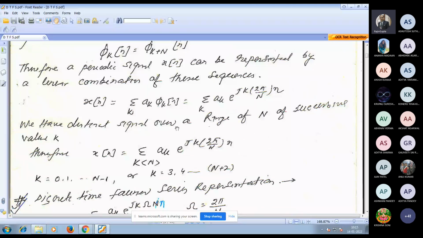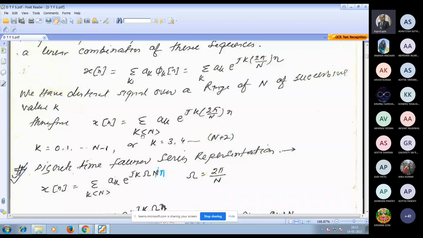Any periodic signal in discrete time, x[n], can be written as the summation over k in N, that is the summation of k indexing over capital N, of a_k e to the power j k omega naught n, where omega naught is 2 pi by capital N. You can see there are only capital N complex exponentials weighted with the Fourier series coefficients a_k, sufficient to represent the original periodic signal.